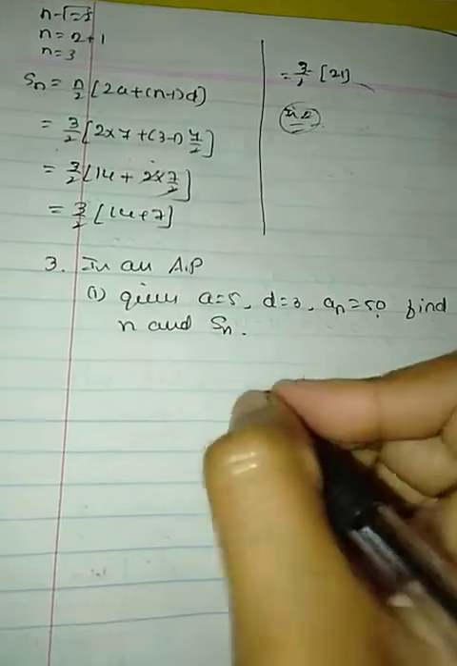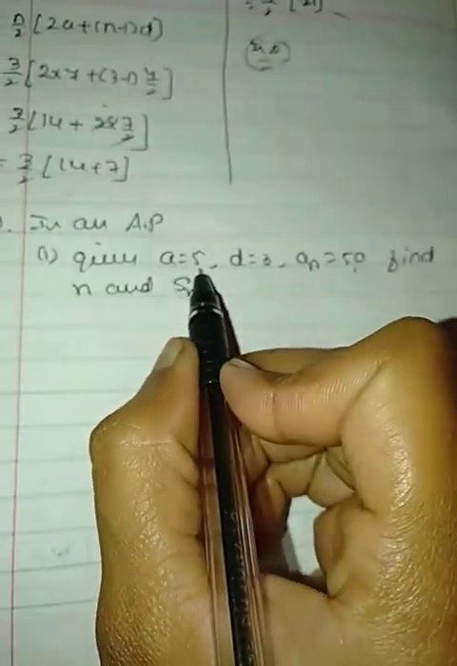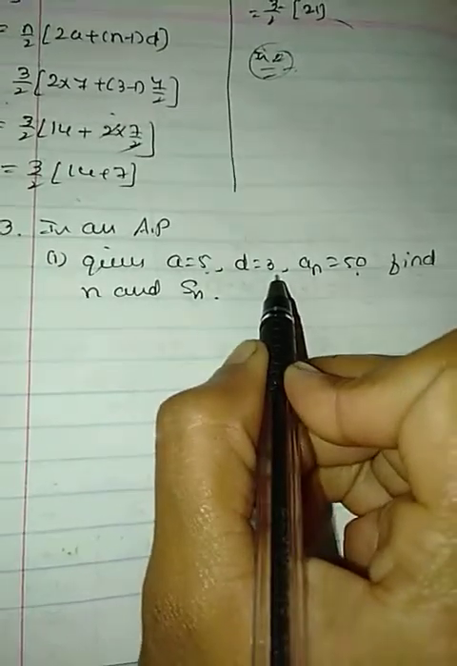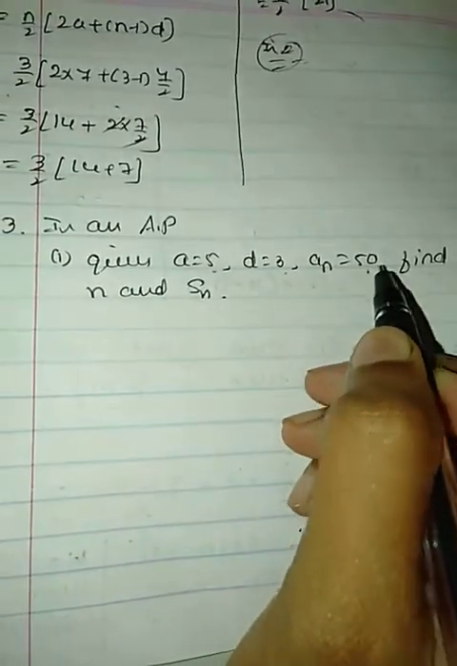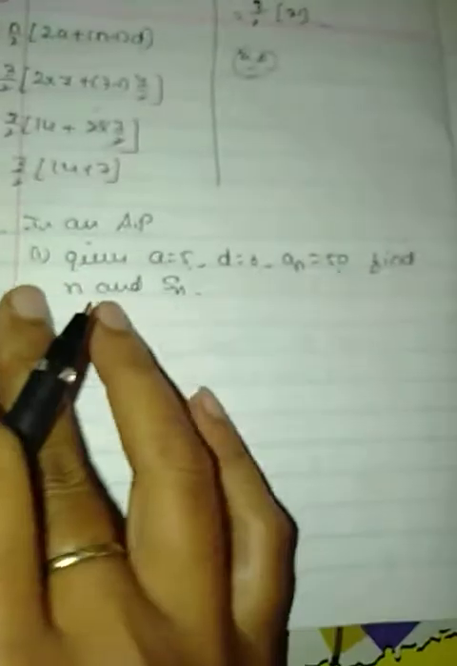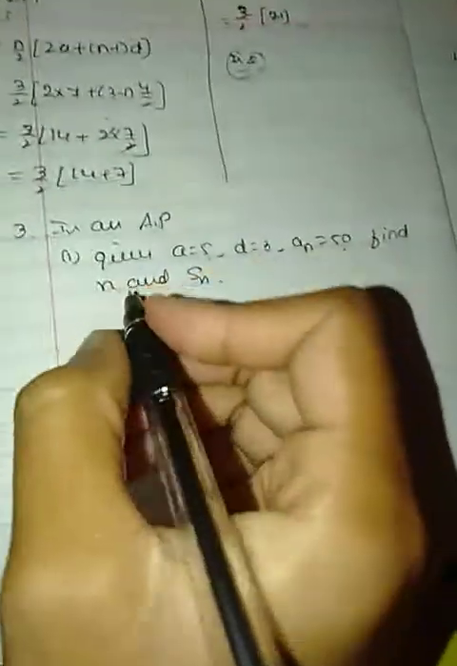So the next one is, in an AP, the given A is equal to 5, D is equal to 3, AN is equal to 50. We have to find out N and Sn. So same do here. First we have to find out N.